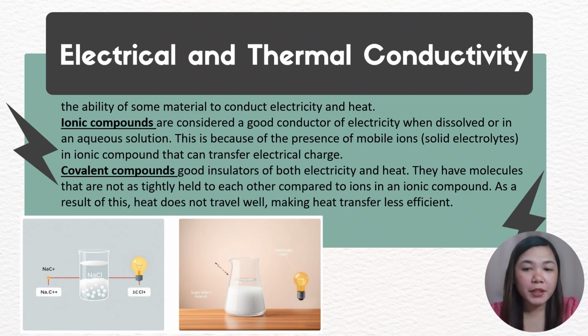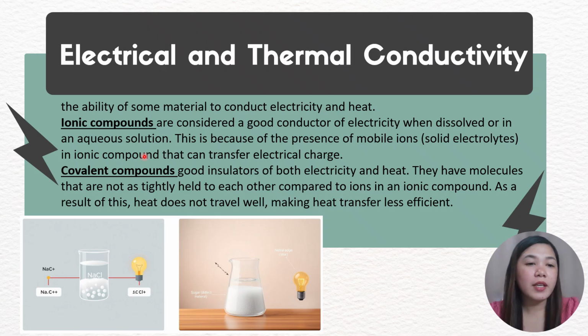Okay, the next property for the ionic and covalent compounds is the electrical and thermal conductivity. So the ability of some material to conduct electricity and heat. Take note that ionic compounds are considered good conductors of electricity, especially when they are dissolved or in aqueous solution, so when they are put in water. This is because the presence of the mobile ions or the solid electrolytes in the ionic compounds can transfer these electrical charges. So only ionic compounds are the good conductors of electricity.